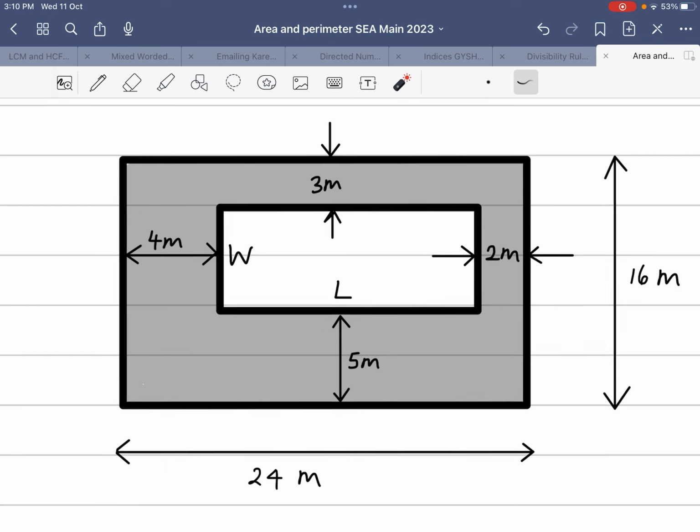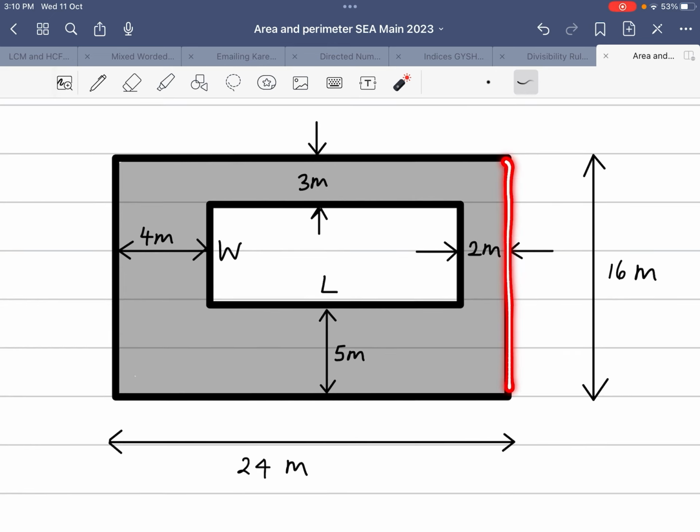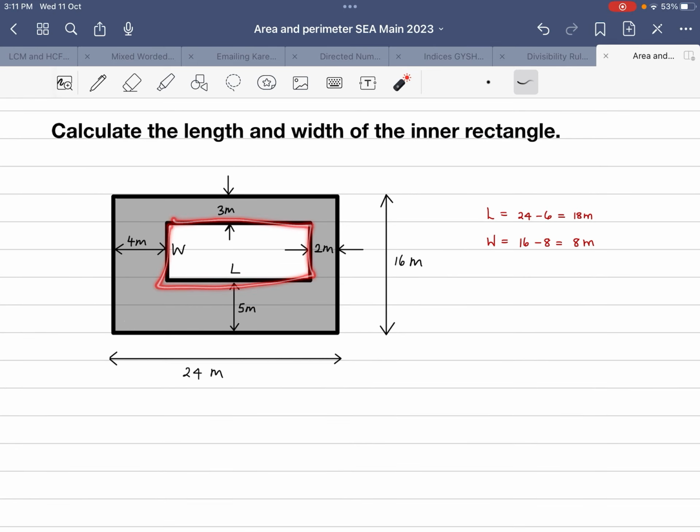And the width of the outer rectangle is 16. So if we take away 3 and 5, 3 plus 5 is 8. 16 take away 8 will give you this part here, which is 8. So we know that this is 18 and we know that this is 8. So 18 plus 8 plus 18 plus 8 will give you the perimeter. Or for this one, they only wanted the length and the width. So we already determined that.